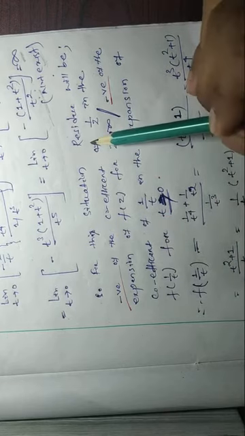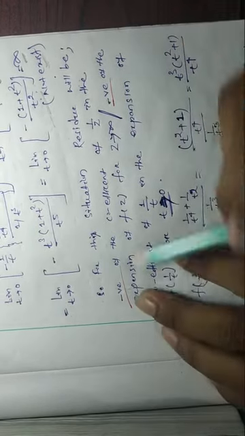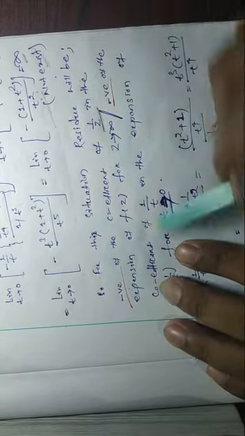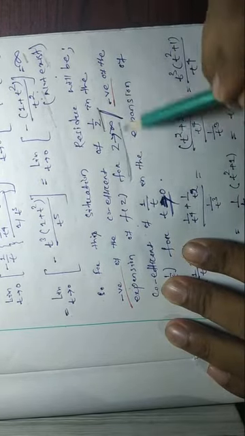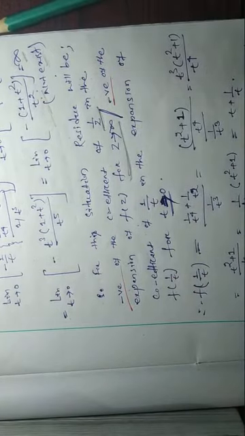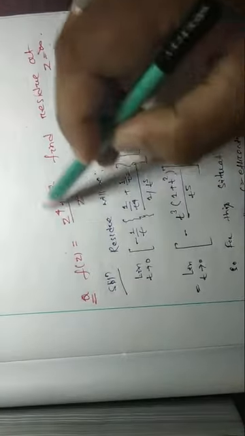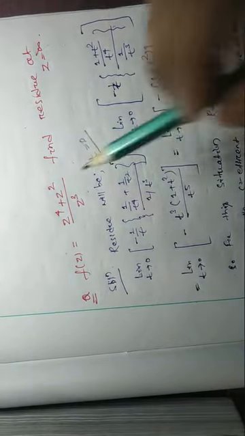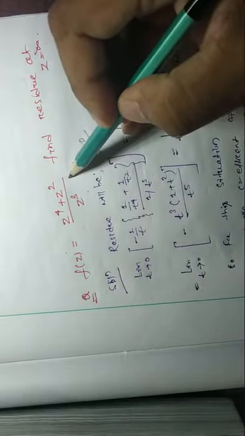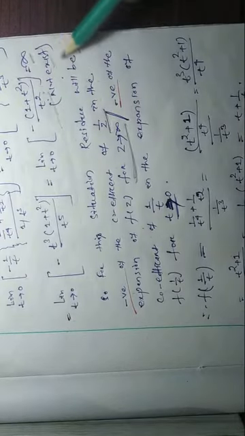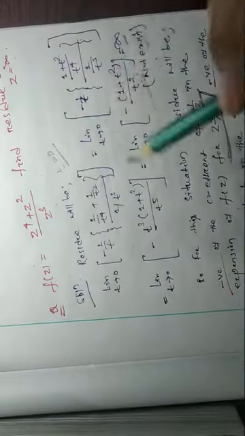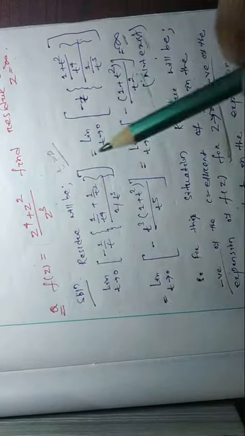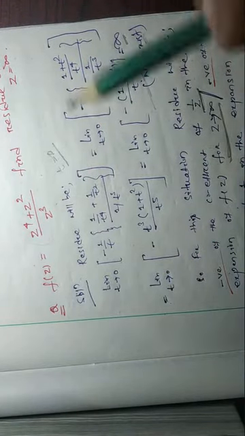For this situation, the residue will be the negative of the coefficient of 1 by z in the expansion of f(z) for z tends to infinity. Means this function first has to be expanded at z tends to infinity. Listen carefully: if we get the does-not-exist situation, then what we have to do is expand this function at z tends to infinity, or z equal to infinity.